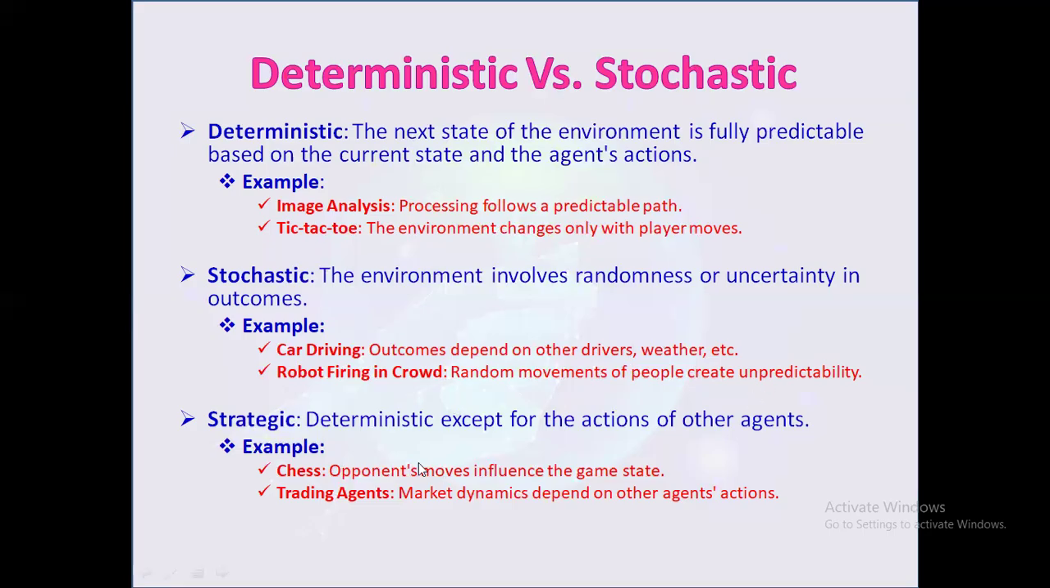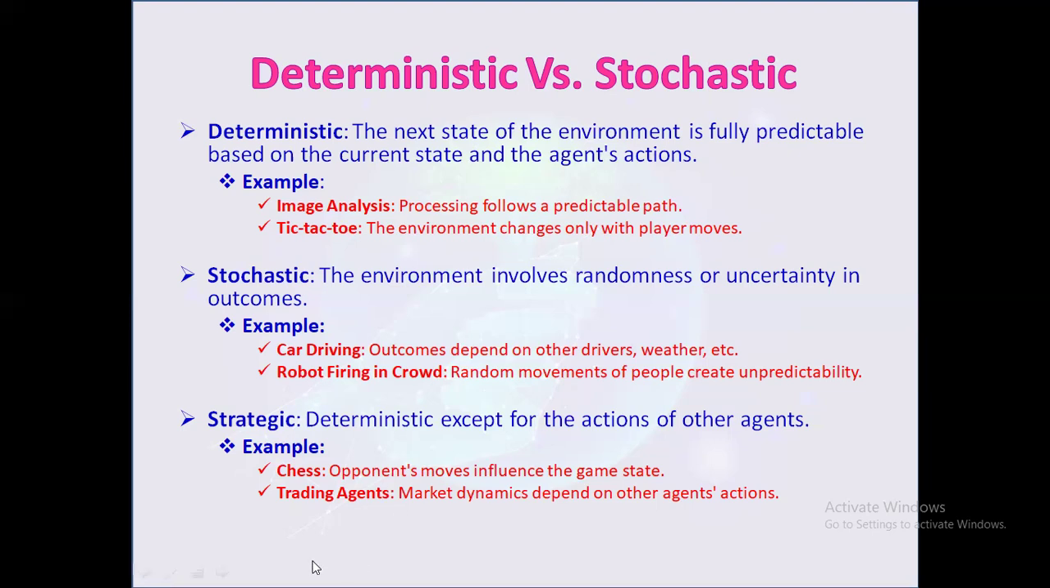exact outcomes. So the third type is the strategic. A strategic environment is deterministic in nature, but it involves the actions of other agents that introduce uncertainty. The environment itself is predictable, but the agent must account for the decisions and strategies of others, which can influence the outcome. The example for this case is the chess game. In chess, the game's environment is deterministic, but the agent must anticipate and react to the opponent's moves, making the game highly strategic and influenced by the actions of the other agents.